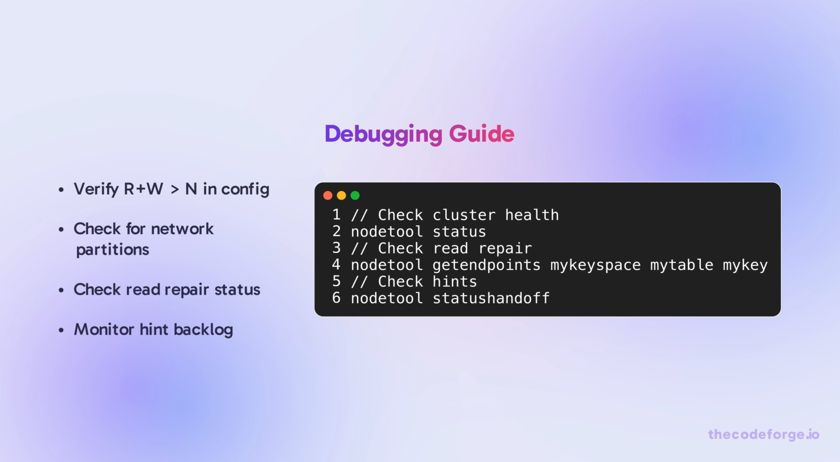To diagnose quorum issues, first verify your R and W configuration. Then check for network partitions using cluster health tools like nodetool status. Ensure read repair is enabled and running. Monitor the hint backlog to detect persistent node failures.